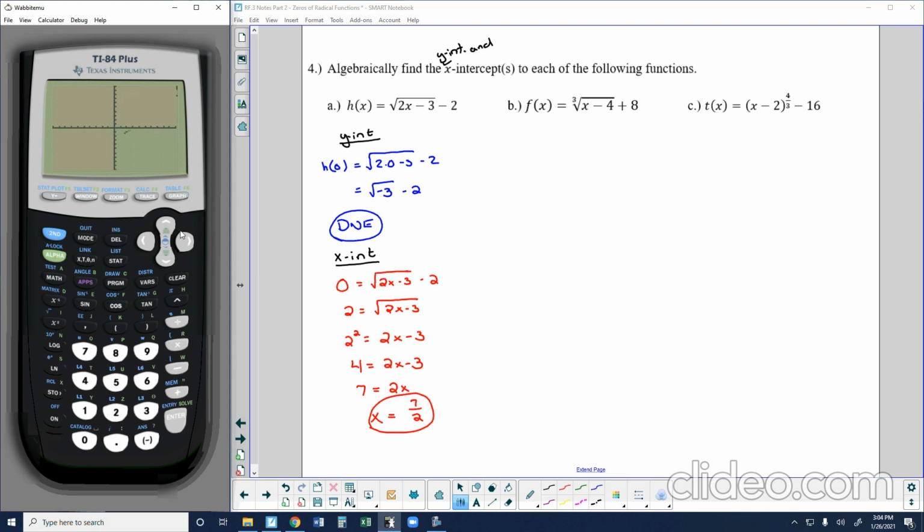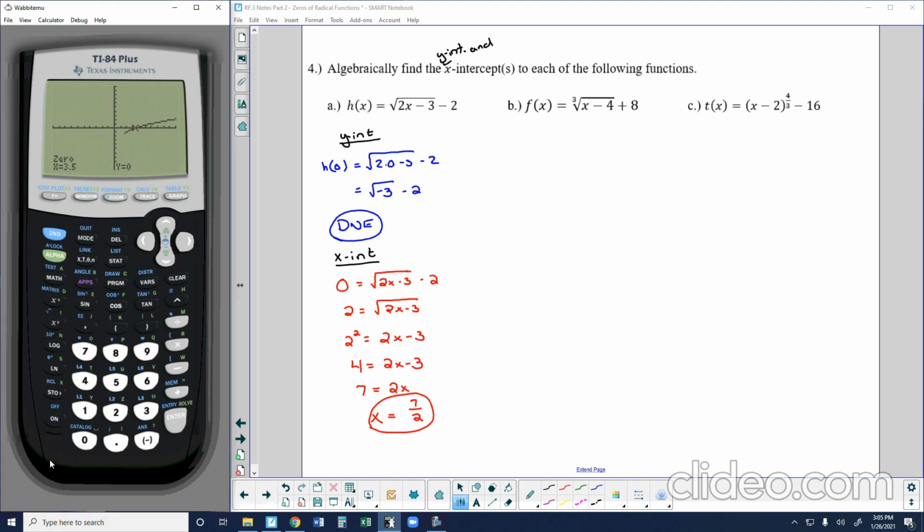Take a look at that graph. We'll notice that it does not intersect the y-axis. If I take a look at the x-intercept, I can find it by doing second calc 0, making sure I'm on the left of the 0, and then moving over to the right of the 0, and I'll find that it was at 3.5, which is 7 halves. So to find the x-intercepts and y-intercepts, we use the same techniques that we used for polynomial functions.